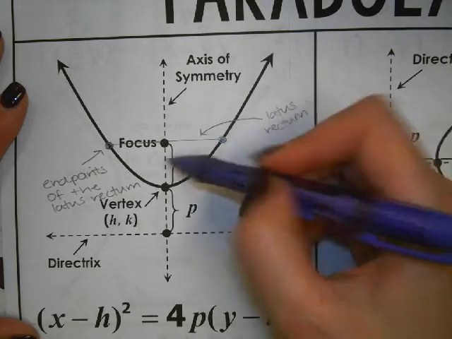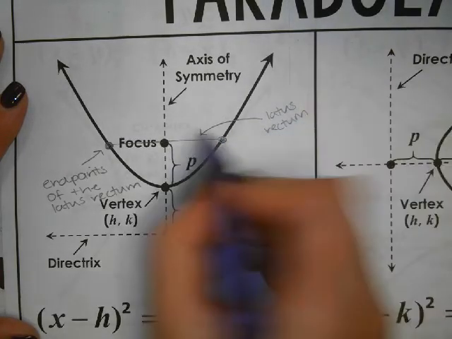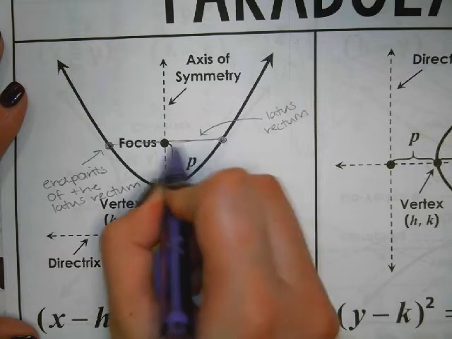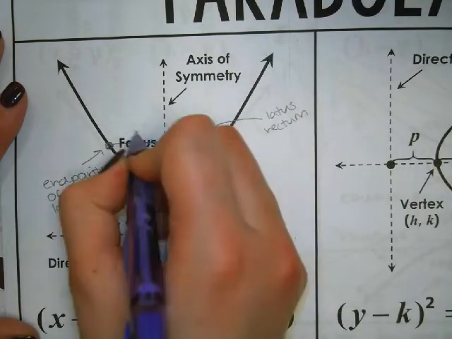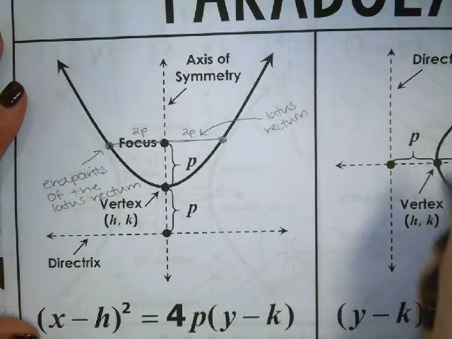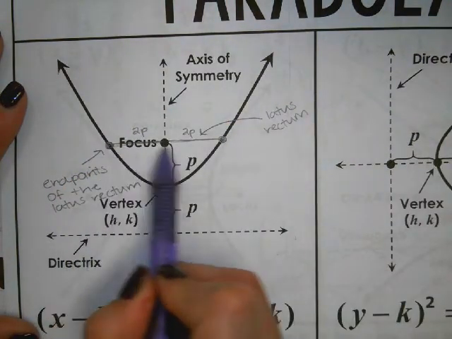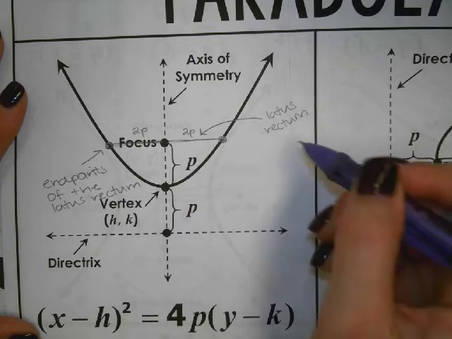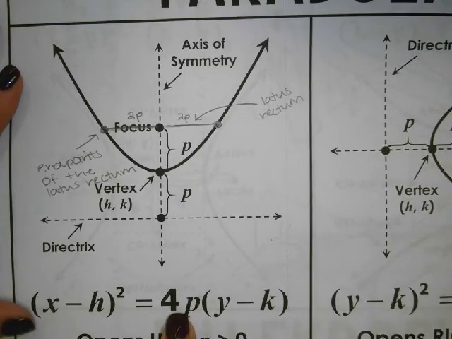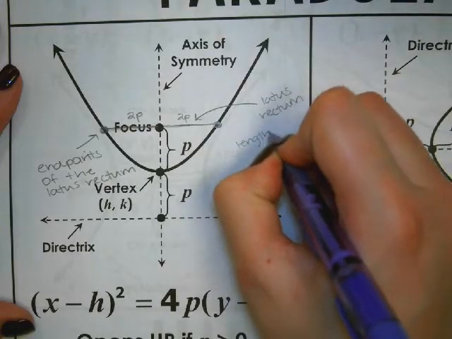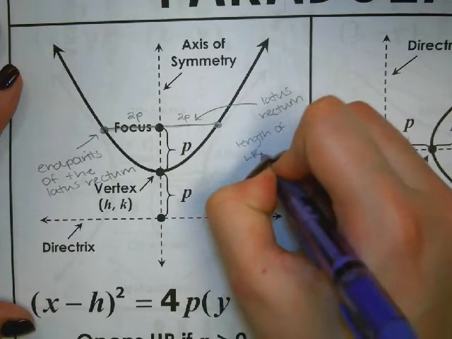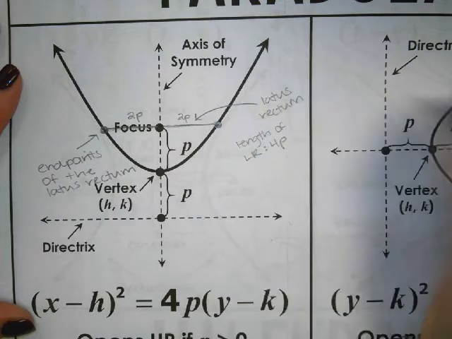All right, and if these are a distance of p, then this part right here is a distance of 2p, and this right here is a distance of 2p. And so that means that the entire latus rectum is always a length of 4p. Okay, so the length of the latus rectum is 4p.